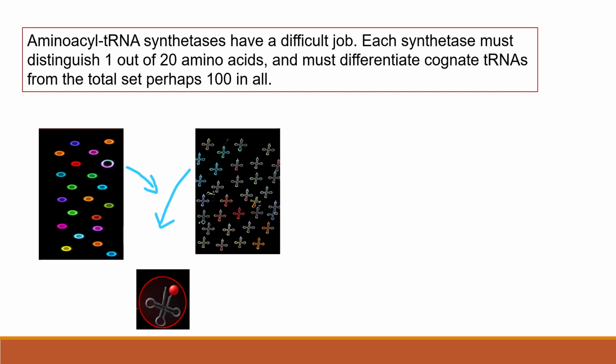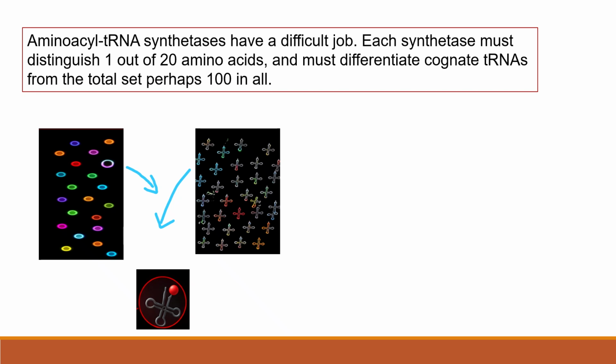This job is really difficult because there are so many amino acids which are nearly similar to each other. They differ from each other by just one hydrogen atom or one simple small group. So how is this near perfect accuracy achieved?